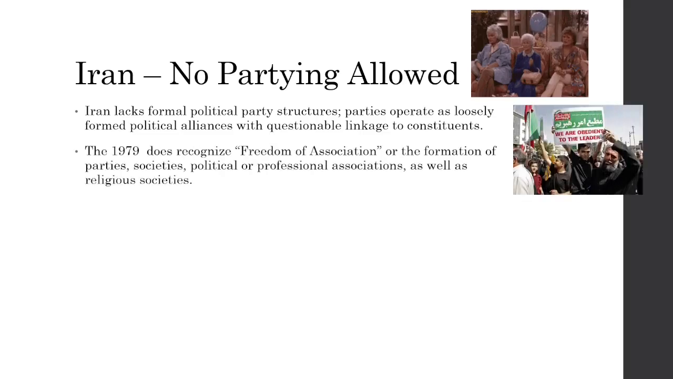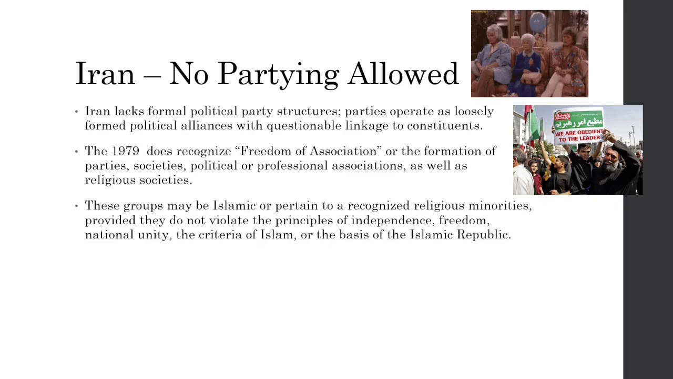In 79, revolution year, they recognized the freedom of association, or the formation of parties, societies, political or professional associations, as well as religious societies. So basically political groups that unite under shared beliefs, sort of like a political party, but they're not political parties. And these groups can be Islamic or pertain to a certain other religious group like Christianity or Judaism that are minority religions. However, they cannot violate the principle of independence, freedom, national unity. They can't try to divide the country.